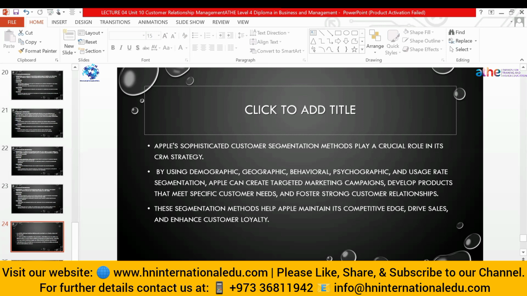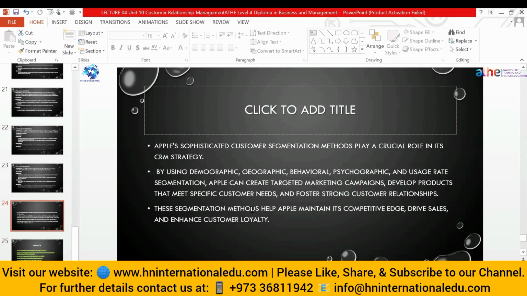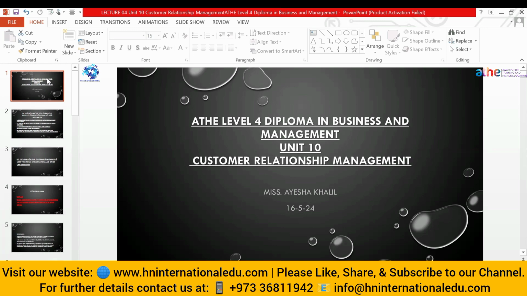These segmentation methods help Apple maintain its competitive edge, that is, to be unique in the market, to be intuitive, drive sales, more sales, and of course abnormal profits, and enhance consumer loyalty at the same time by providing the best satisfactory services to them. That's it. So these are the methods of segmentation which we just read right now. Any questions? No, ma'am. Okay, that's great.